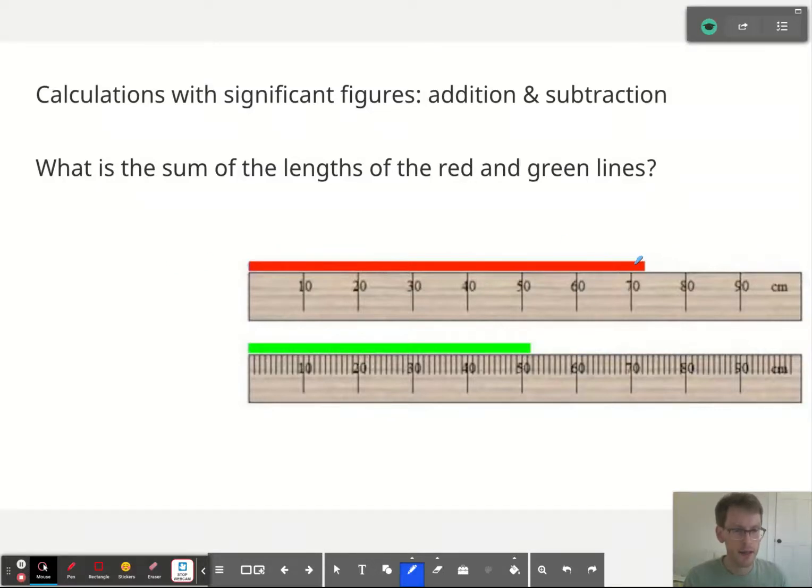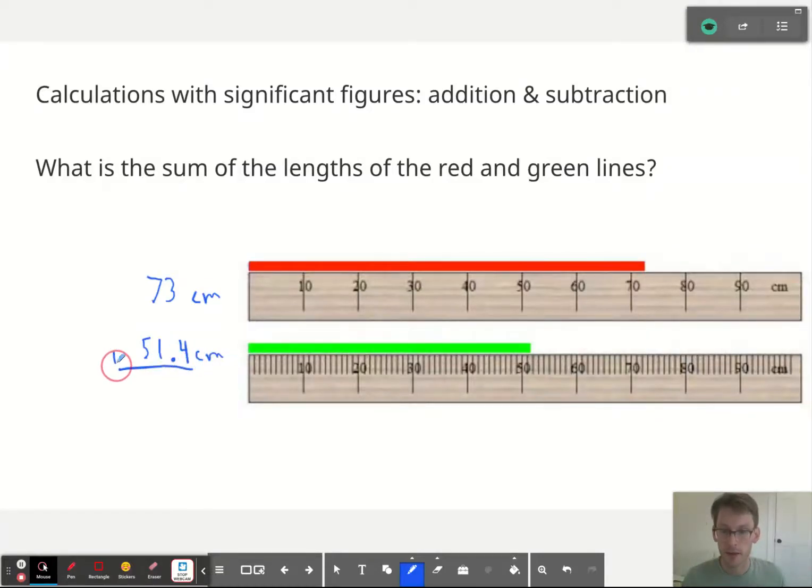I see that it's between 70 and 80 centimeters, so I know the 7. I'm not sure about the next digit. I'm going to estimate that it's 3. So we'll say 73 centimeters. Now with the green line, this is measured with a more precise ruler, and it looks like it's 51 for sure, and I'm going to estimate that it's 51.4 centimeters. So that 0.4 is my estimate.